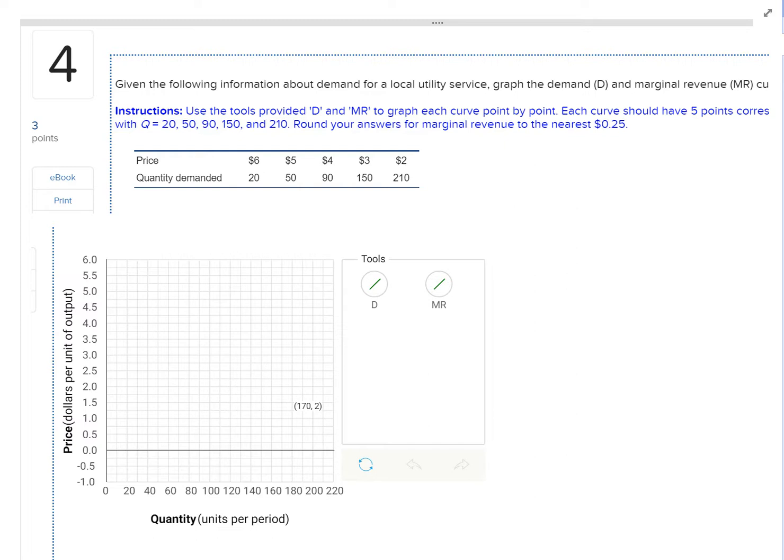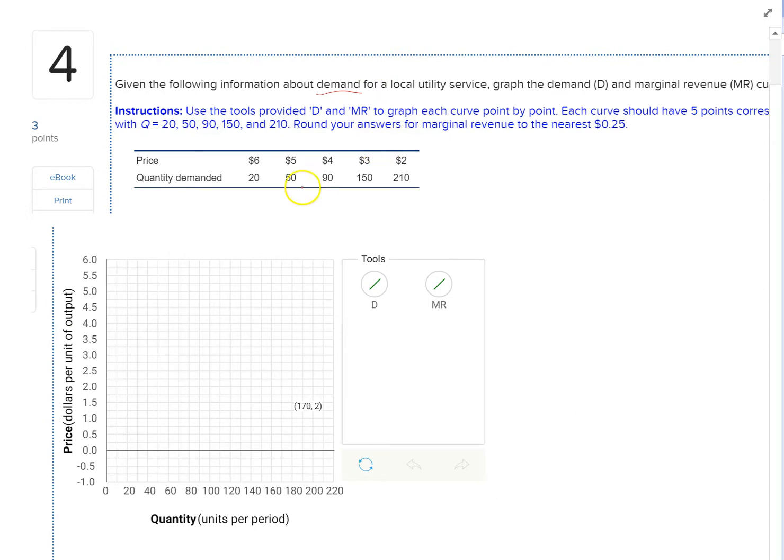And in this case, they give us demand information for a local utility service, and they want us to put in the demand and the marginal revenue curve on the graph. And you have a tool there that will help you do it. But let me just kind of show you, you've got your price and quantity demanded. This is going to be your demand curve. So you could plot these points in pretty easily.